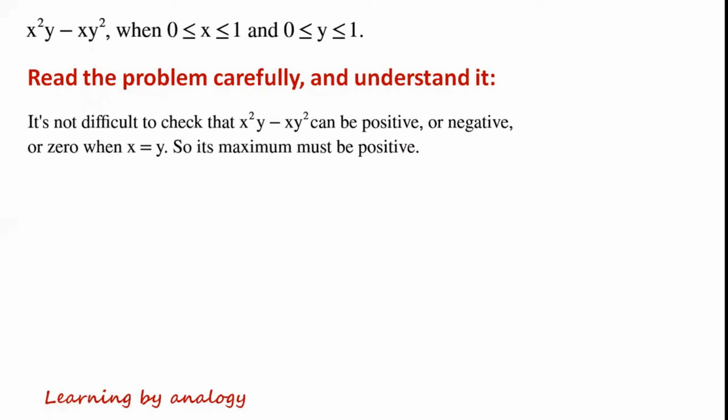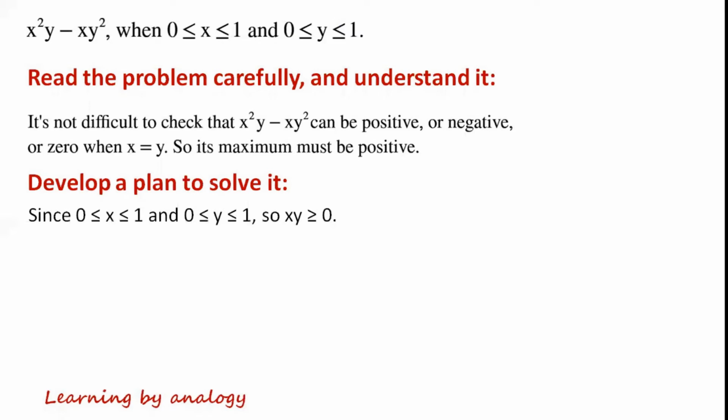It's not difficult to check that x squared y minus xy squared can be positive or negative, or 0 when x equals y. So its maximum must be positive. Since 0 is less than or equal to x is less than or equal to 1, and 0 is less than or equal to y is less than or equal to 1, xy is greater than or equal to 0.